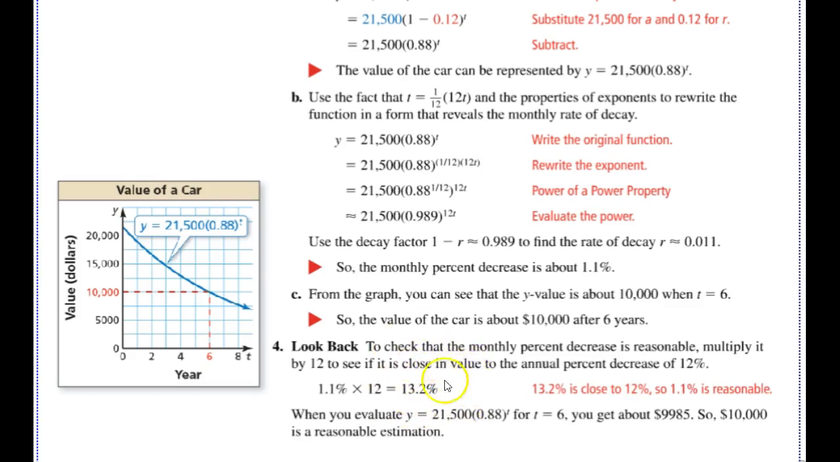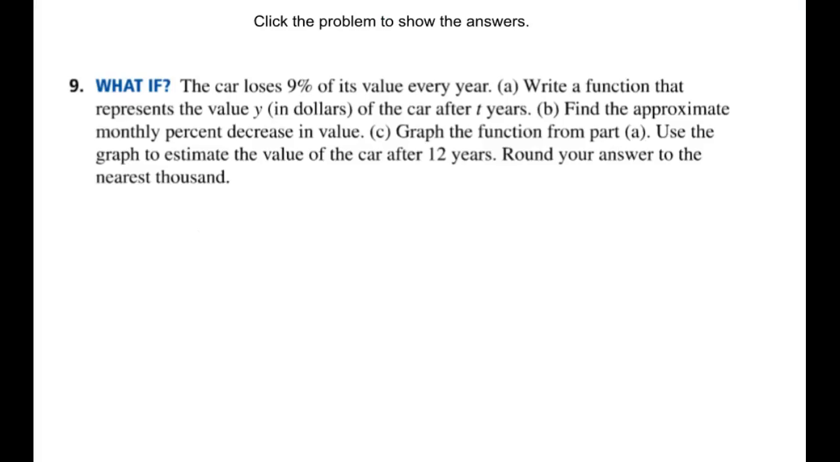So this is just double checking. So here's when they say when you evaluate our function for t equals 6, we get approximately $9,985. So $10,000 is a pretty close estimation, right? So in my graph I got 10,000. If I use my equation and 6 for t, I end up with pretty close to the same thing. So you really just have one more monitoring progress to go through and check to see how well you're doing, to see if you're ready to move on.